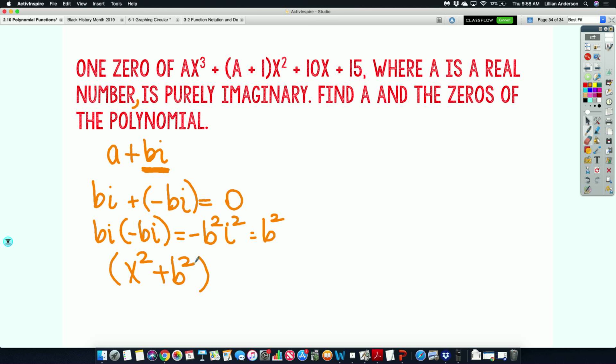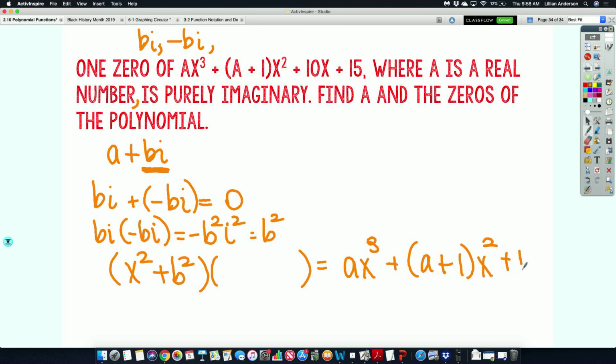Okay? There you go. Now this is a cubic polynomial, which means I should have how many zeros? 3. One is bi, negative bi, and so there's one more zero to be found. So that means it has to be a linear factor that when I multiply them together, it's going to give me ax cubed plus a plus 1 x squared plus 10x plus 15. How can I get that constant 15 when I have a b squared?